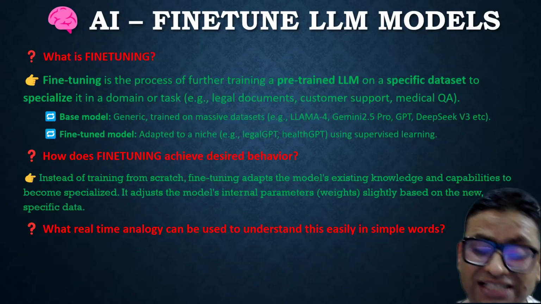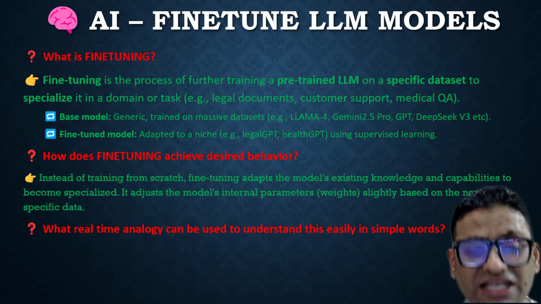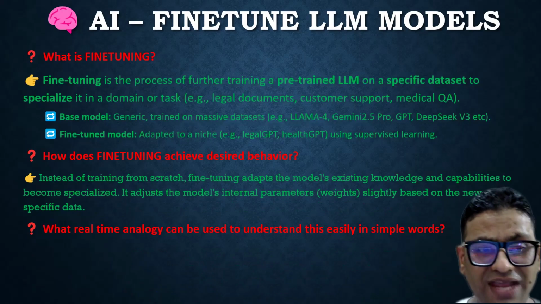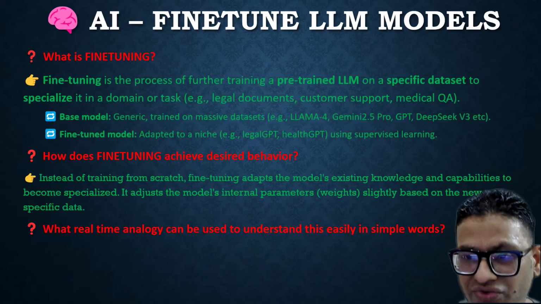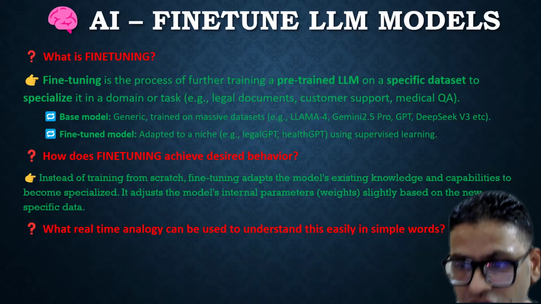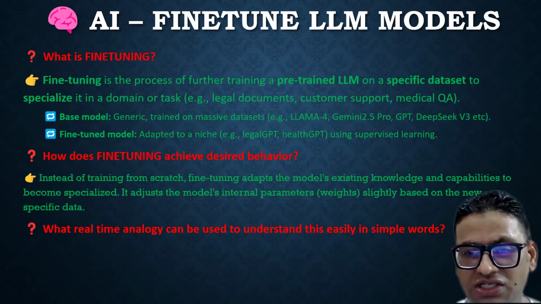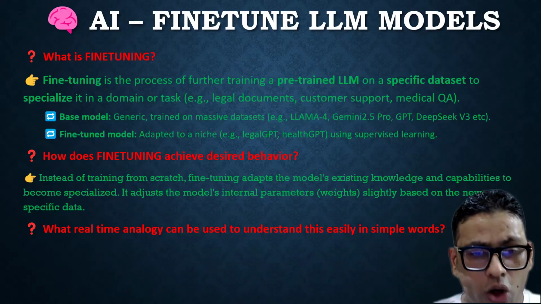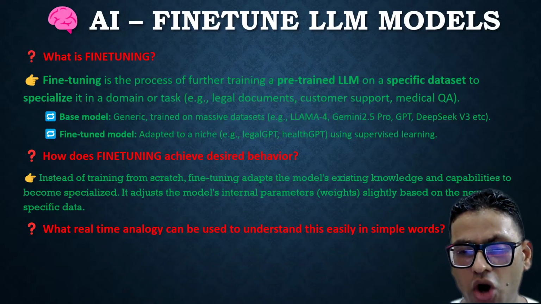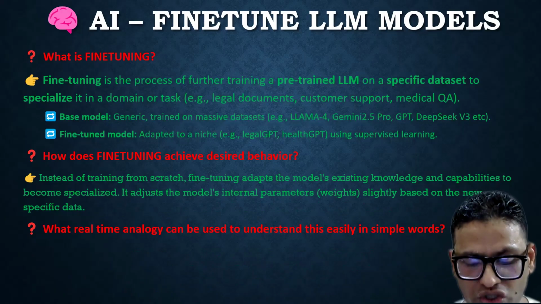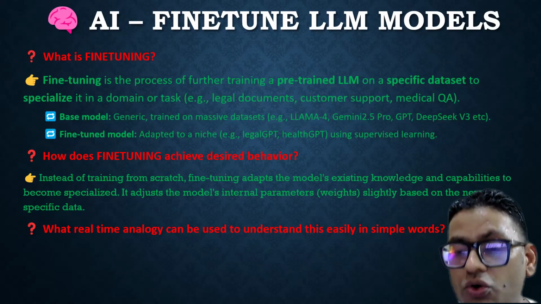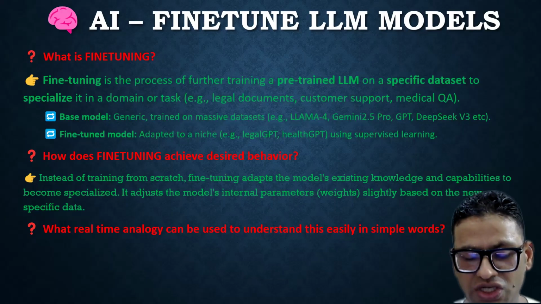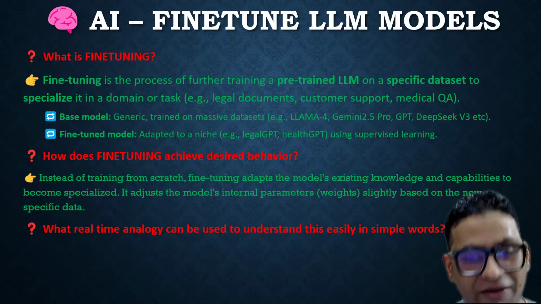Now, how does fine tuning achieve the desired behavior? What I just explained: instead of training from scratch, in fine tuning we train the model with a supervised learning process where we do not change all the variables in the large language model, but we try to change the weights. We're going to understand what exactly the weights are in the next video, where I'm going to cover all the core concepts you have to understand.